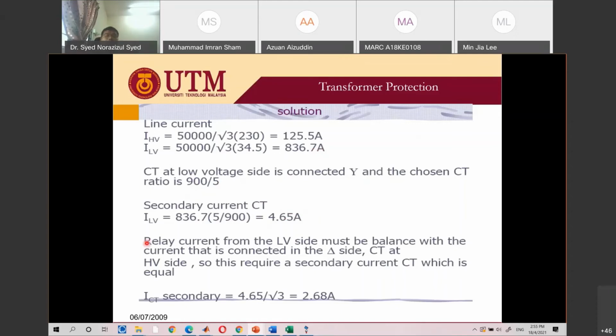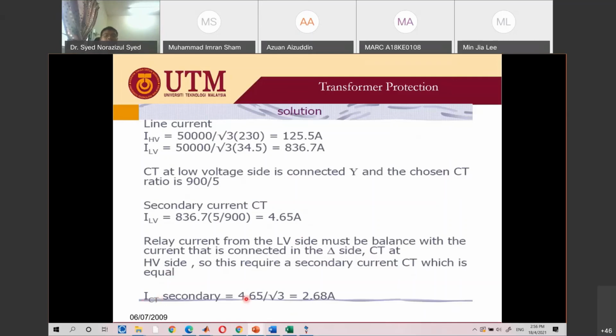Okay, and relay current from the LV side must be balanced with the current that is connected in the delta side. CT at HV side. So this requires a secondary current CT which is equal.